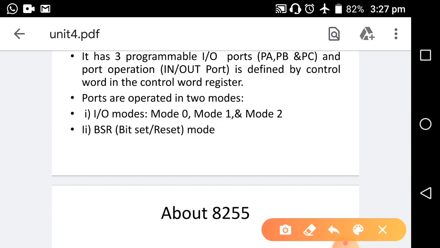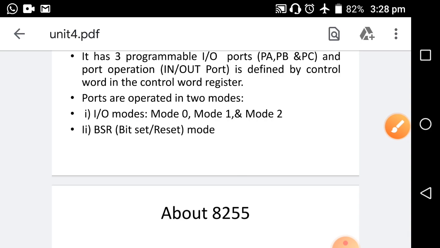Okay, in the bit set reset mode, BSR mode, any bit of the port C can be set or reset at one time. And the function of this bit set reset mode is also controlled by the control word register. Okay, we will discuss it later.